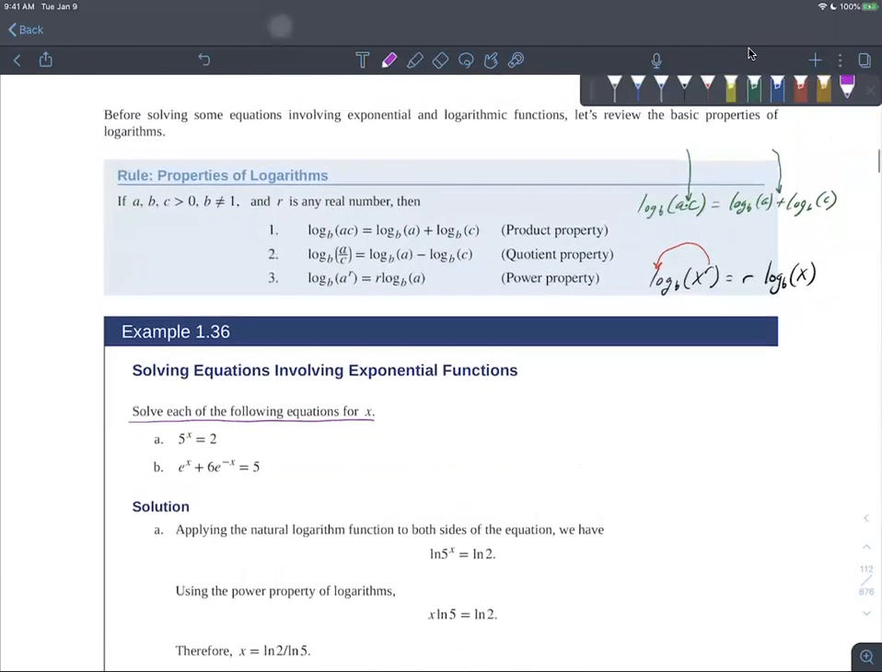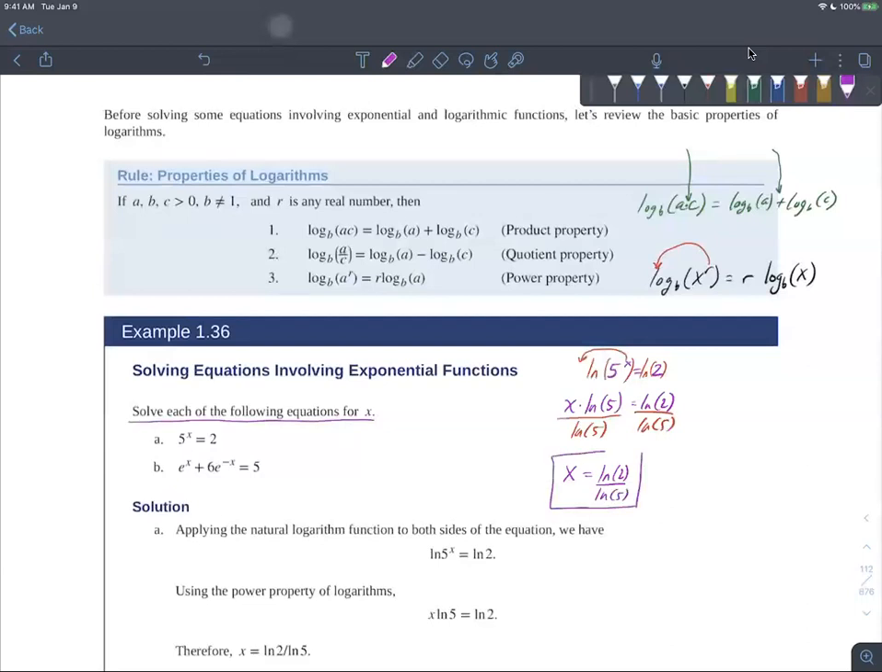Okay, so how do we do this? 5 to the x equals 2. There's a couple ways to do this, and I'll look at what they do here. They apply the natural log to both sides. If we apply the logarithm to an exponential, we can bring that exponent out to the front. So this is x times the natural log of 5 equals the natural log of 2. We have 2 factors here. We can divide by the natural log of 5 on both sides, and we are done. X is equal to the natural log of 2 divided by the natural log of 5.